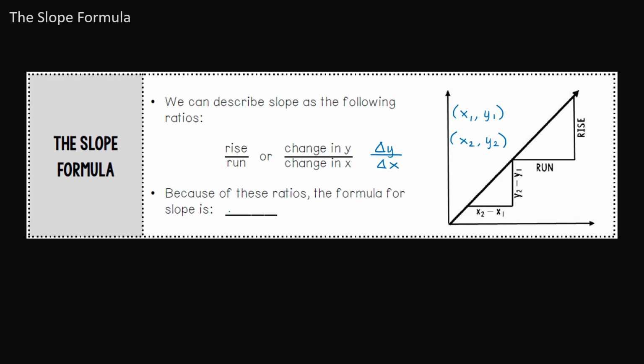We can create this formula for slope. Slope is y2 minus y1. All I'm doing is subtracting the y values from each other, divided by x2 minus x1. This formula is extremely important to knowing how to find slope of a line. Sometimes you're only given 2 points on a line, and you need to use this formula to give a precise answer.